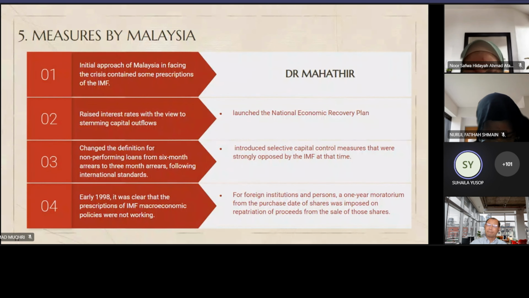In early 1998, it was clear that the prescription of IMF macroeconomic policies was not working. So Dr. Mahathir, our Prime Minister at that time, launched the National Economic Recovery Plan, introduced a selective capital control measure that was strongly opposed by the IMF at that time. And lastly, for foreign institutions and persons, a one-year moratorium from the purchase date of shares was imposed on repatriation of proceeds from the sale of the shares.